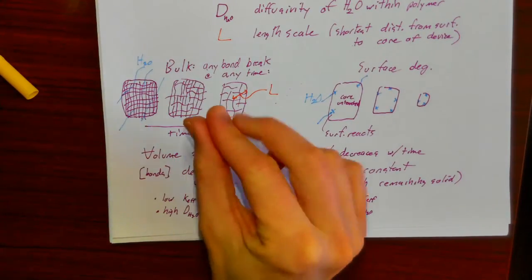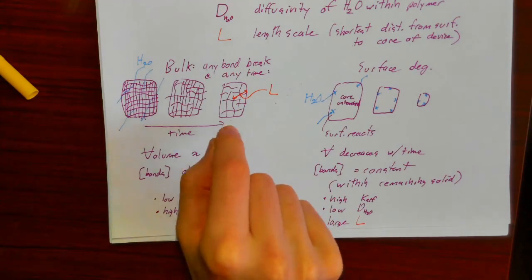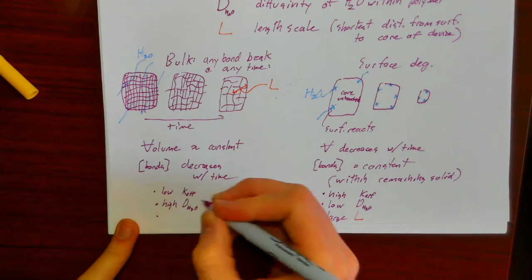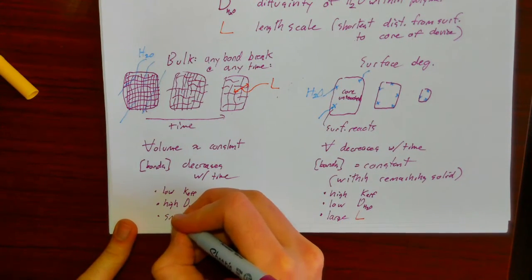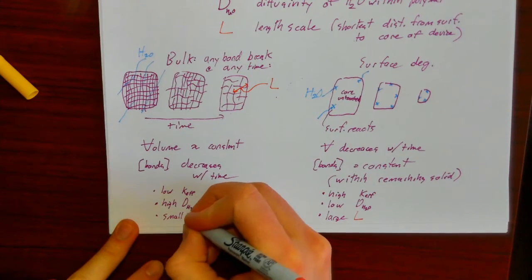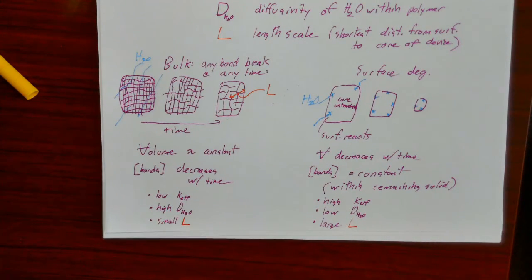Whereas for bulk, if you have a very thin film of something, that water can fully penetrate to the center. So basically, everything degrades simultaneously. So bulk degradation is associated with a small L. So there we have it for these two.